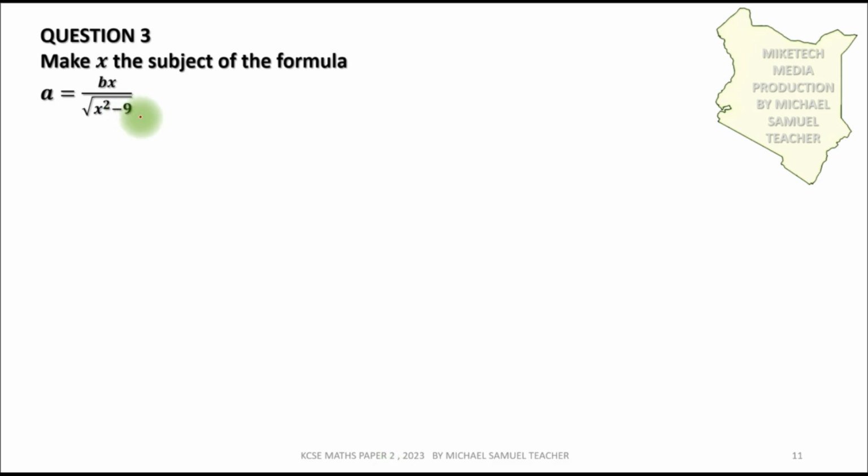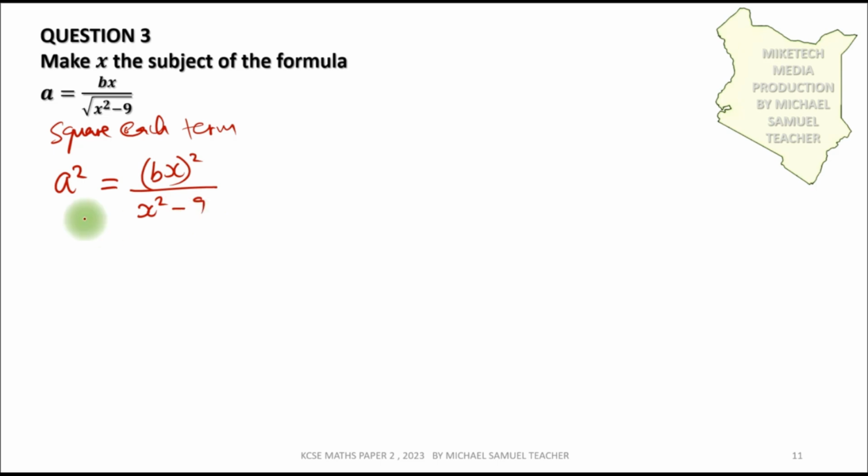So the first step we need to do is to square each term. If we are going to square each term to make our work easier, we shall have a squared is equal to bx, we square it all over. Now the denominator part, after squaring each term, we have eliminated the square root sign, so it will be x squared minus 9. Therefore we can multiply both sides by x squared minus 9.